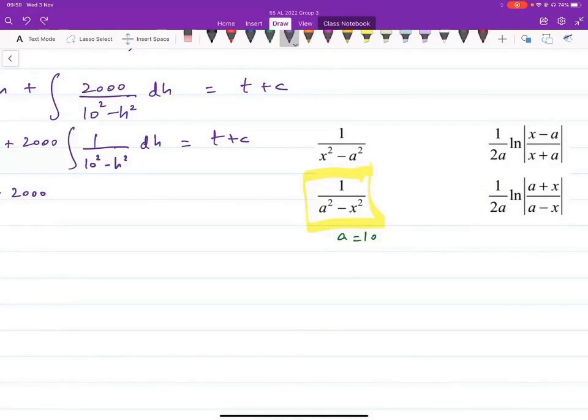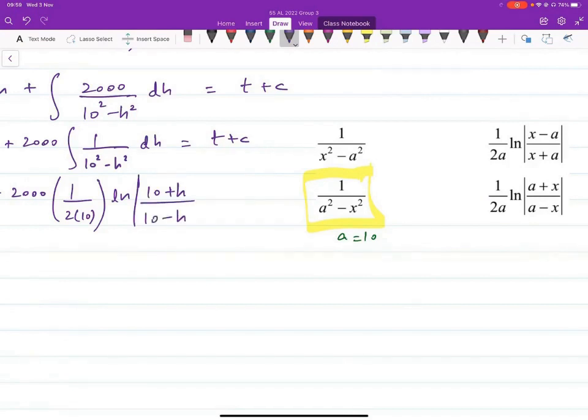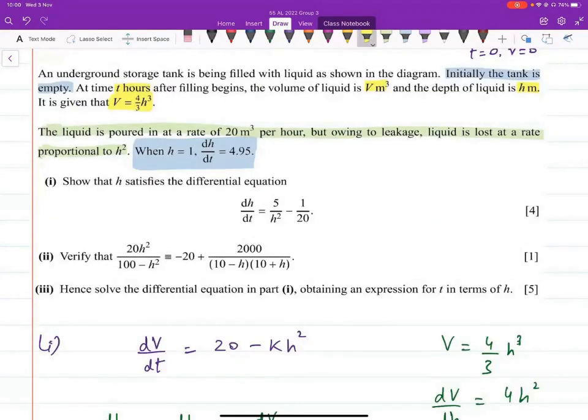So it becomes 1 over 2 times a. So 1 over 2 into 10 multiplied by ln of a plus x. So that's 10 plus h here because we have h as the variable, divided by 10 minus h. And we've got t plus c on the other side. That is the integration of this thing. How do you find the value of c now?